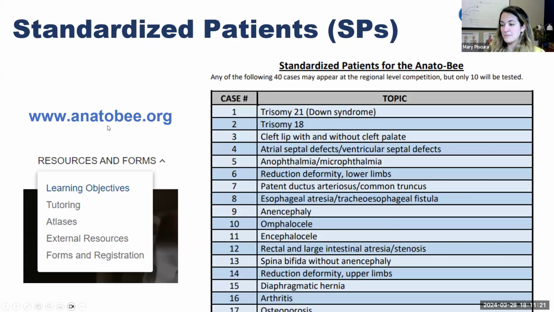So where could you find these SPs if you haven't looked already? If you go to our website and click on the resources and forms tab, and click on the learning objectives, and scroll to the bottom, then you can find the standardized patients. This is a list of identified cases 1 through 40 that could possibly show up. So it's limiting it to just those 40. It's not like it's going to be anything under the sun.